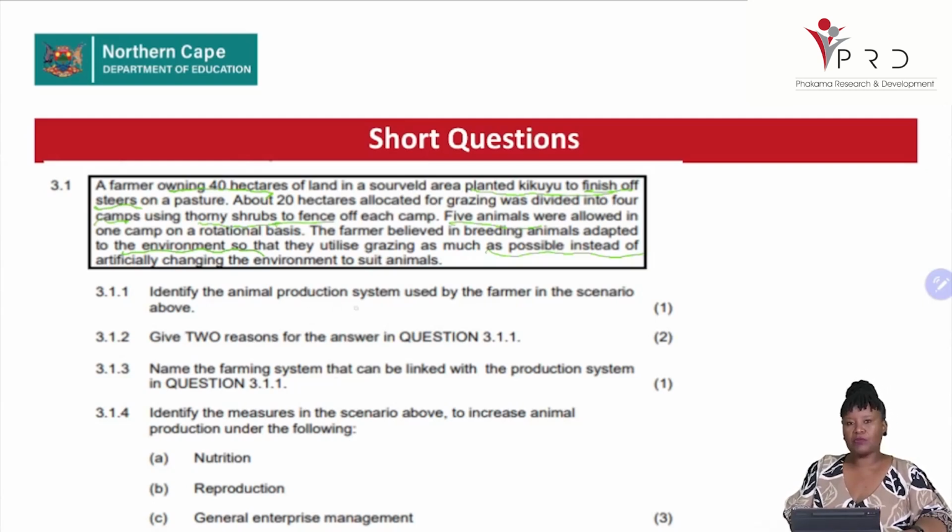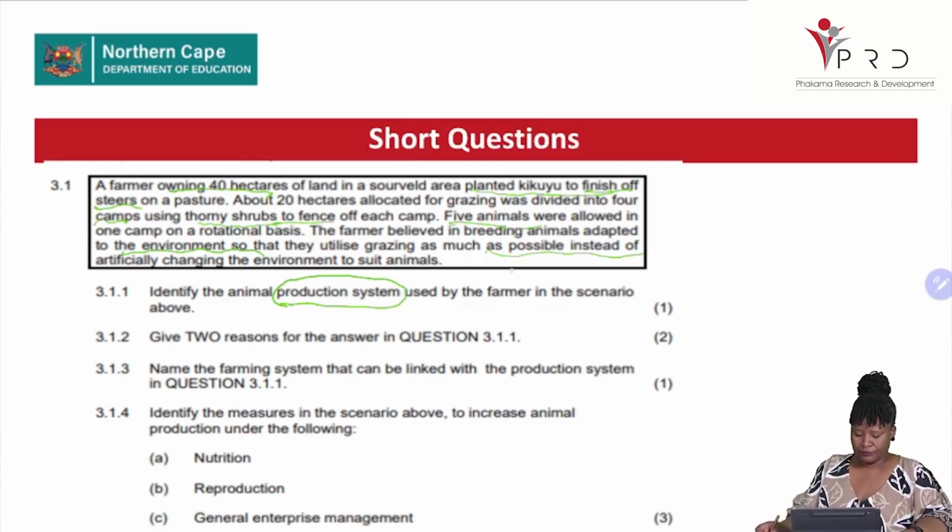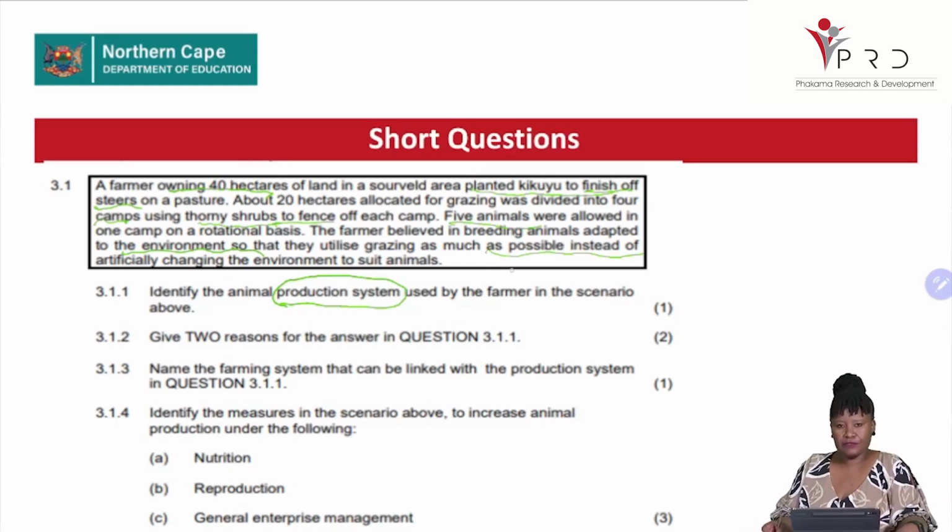Identify the animal production system. So the focus is on the production system. Identify the animal production system used by the farmer in the scenario above. Is it intensive or is it extensive? Animals will be grazing there, and there are thorny shrubs there, and the land is 40 hectares.